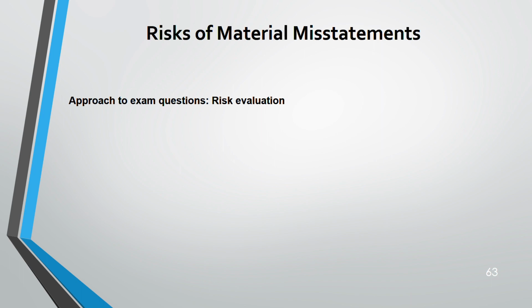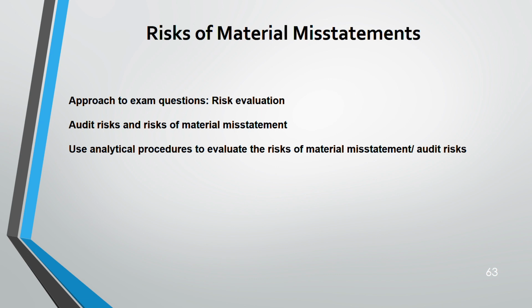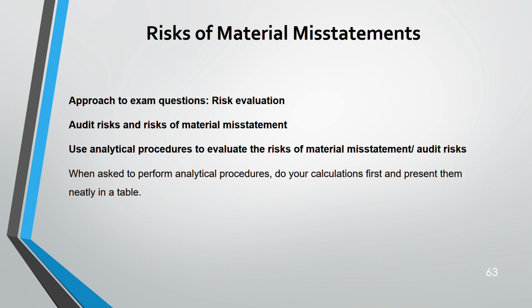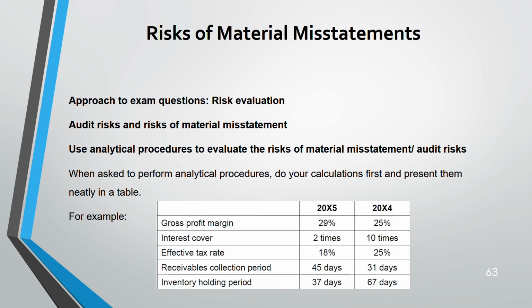So risk evaluation. How do you evaluate risk in your exam? First, audit risk and risk of material misstatement. If you are asked to use analytical procedure, this is how you do it in your exam. You first have to do calculations and present them in a table. You can use Excel for this. For example, this is how you have to do your analytical procedure. Basically, it means ratios. You can see gross profit margin increased from 2004 to 5. Interest cover reduced, effective tax rate reduced, receivable collection increased, inventory holding period reduced.